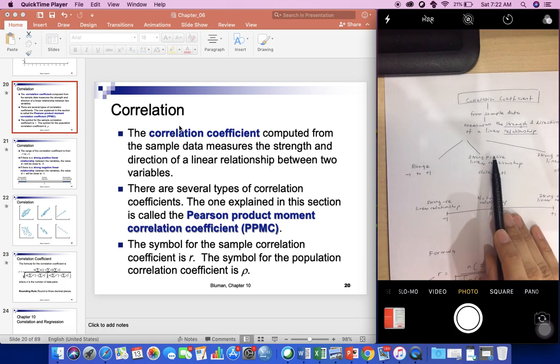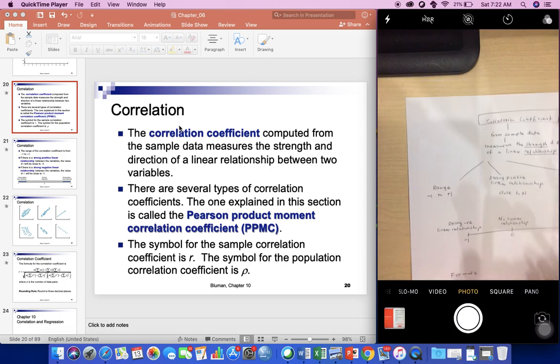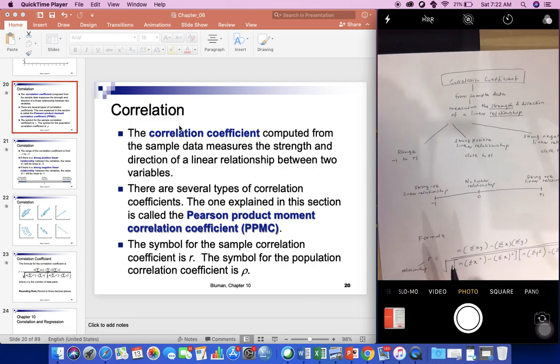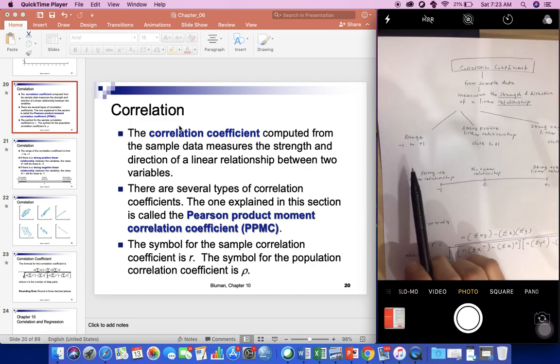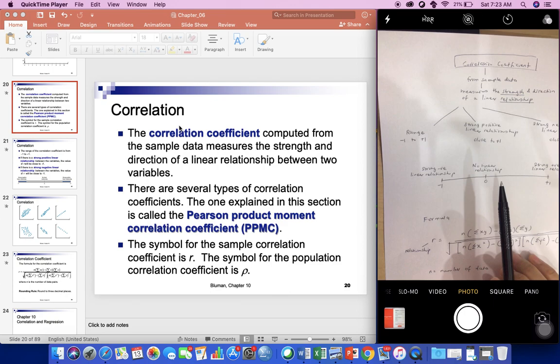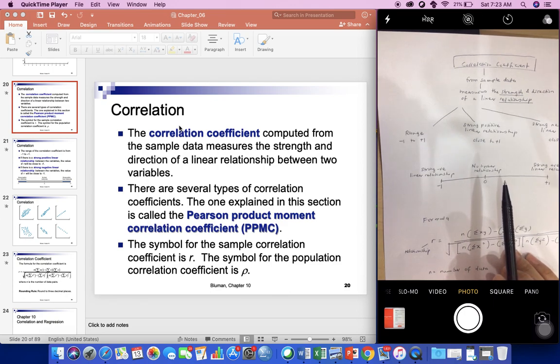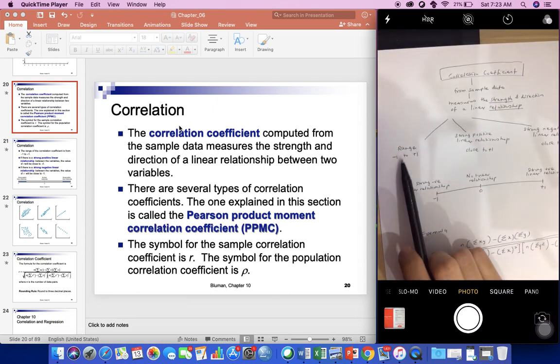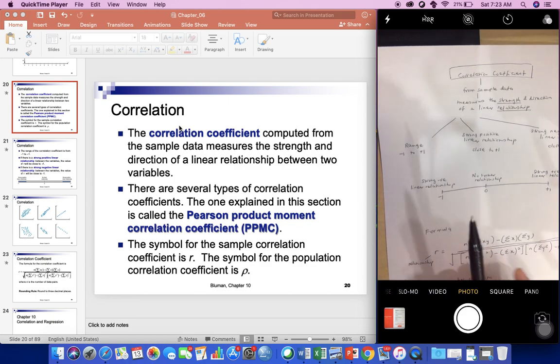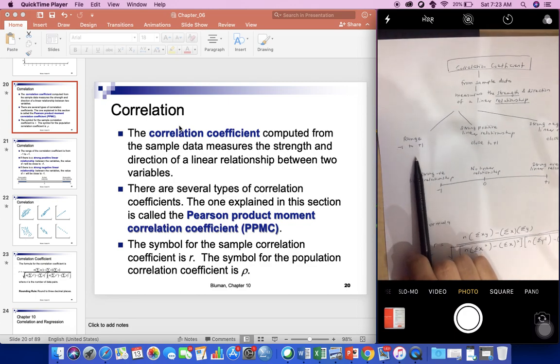We can divide the correlation coefficient into three main things. The first one is the range. You must know that the correlation coefficient has a range, and the range must start from -1 until +1. What is the meaning of range -1 and +1?